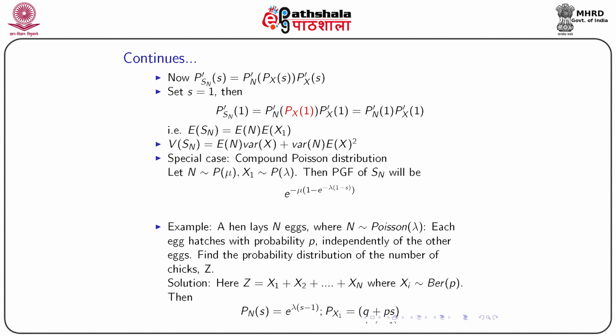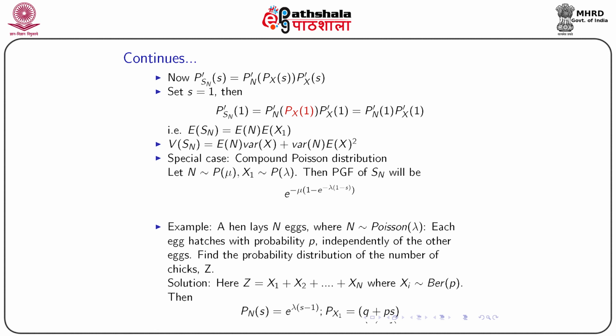So here we have capital Z as X_1 plus X_2 plus up to X_N, where each of the X_i's follows a Bernoulli distribution with p, because each egg either hatches or not. So we have a dichotomous random variable, and the success probability is p. In that case, P_N(s) will be e to the power of lambda(s minus 1), and P_X(s) will be q plus ps.